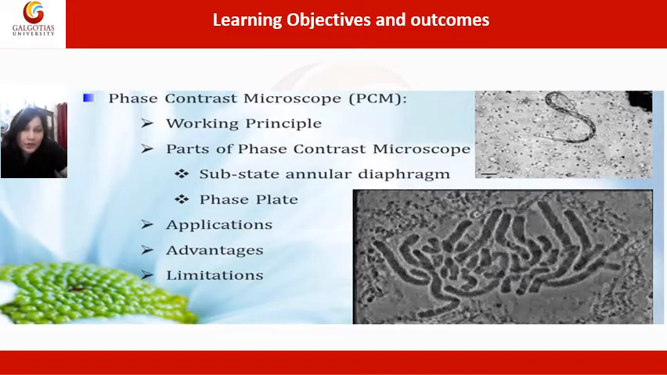Now, what are the learning objectives and outcomes of today's session? After completion of today's lecture, you people will be able to understand the working principle of phase contrast microscope, the instrumentation of phase contrast microscope, in which you will read about the parts of phase contrast microscope which make it different from the other optical microscopes. You will be able to know the application, advantages and limitations of this new type of microscope, that is your PCM or phase contrast microscope. In coming slides, we will use the abbreviation of phase contrast microscope, that is PCM.